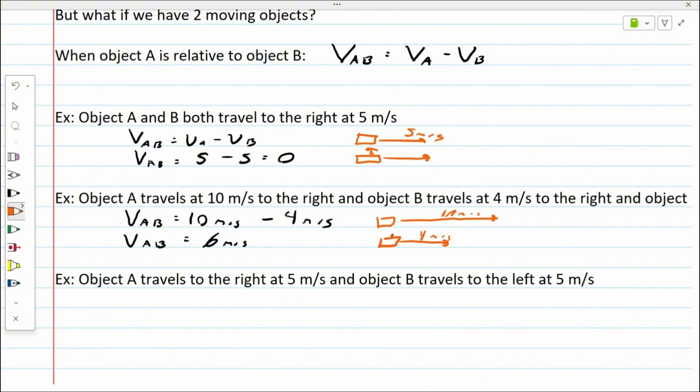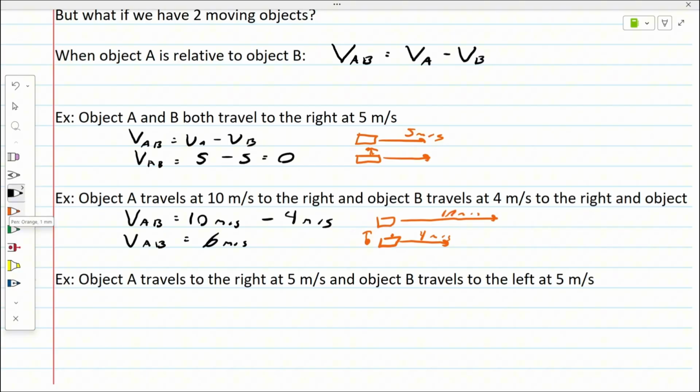And so if you were just a stationary observer standing on the ground, you would say the car is moving at 10 meters per second, but if you're also moving 4 meters per second, now that car only looks to be moving 6 meters per second, and that's what that relative velocity shows there.